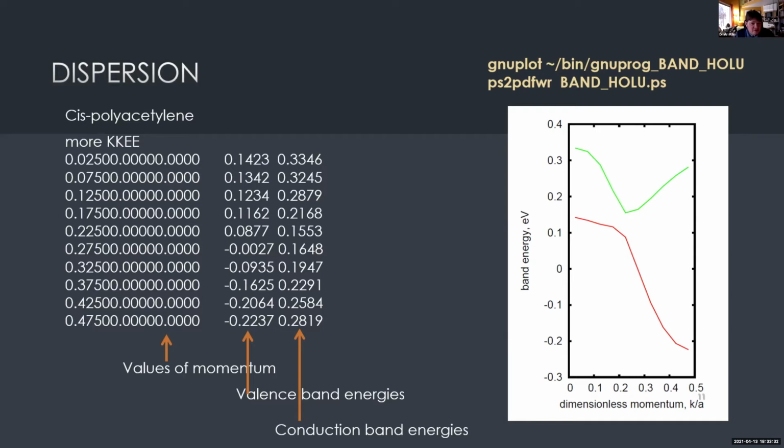And effective mass is applicable if the dispersion looks like a parabola, if energy is proportional to momentum squared. Yeah, because it's proportional to the second derivative of energy with respect to k. Right? Yes.